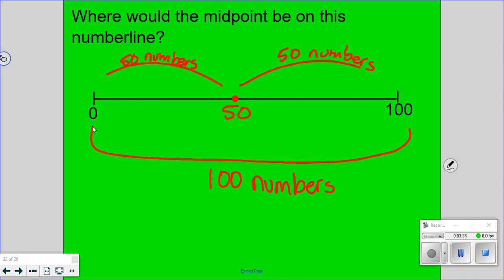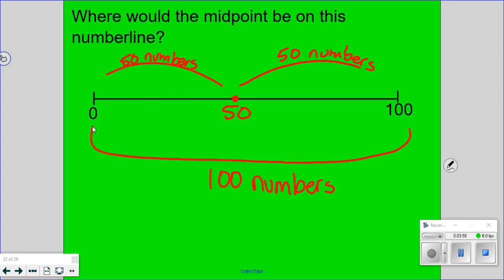John? What's our real mid number? 55. The real mid number is 50. Because 0 to 50 has 50 numbers, and then 50 to 100 has 50 numbers. So the middle is 50. It's not 55, it's 50. So far, so good? All right, let's practice finding some midways.